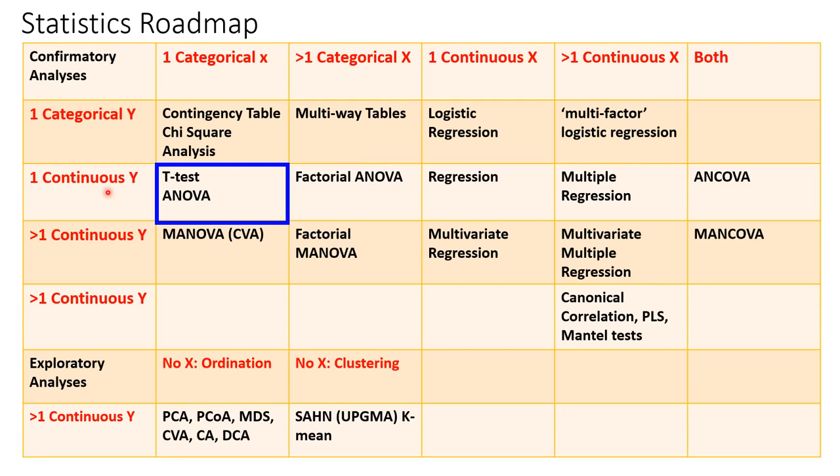So we need one continuous, one categorical. The categorical should be the independent. The continuous should be the dependent.